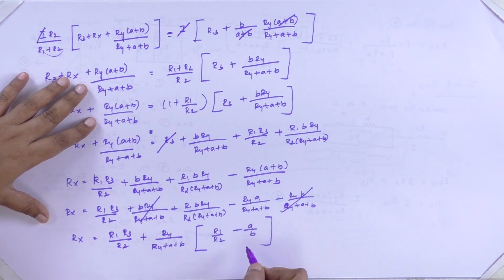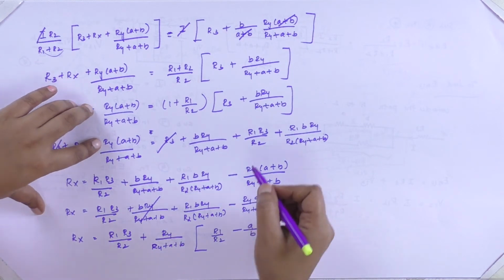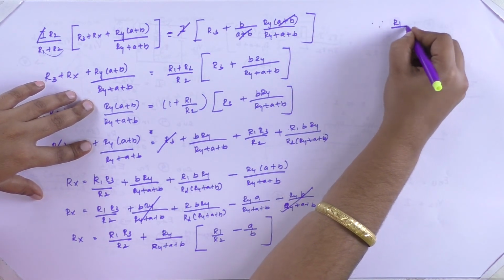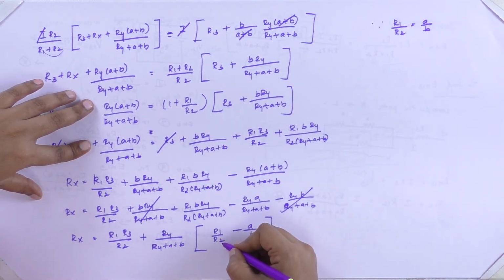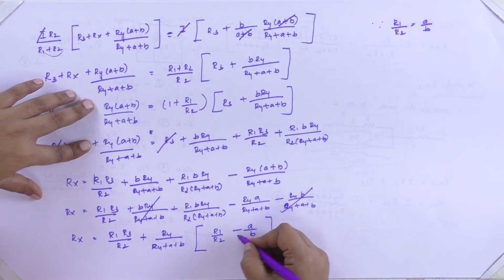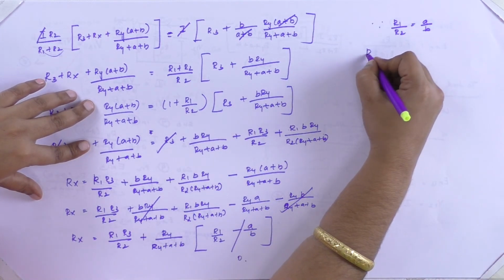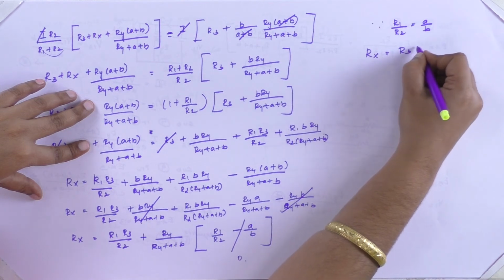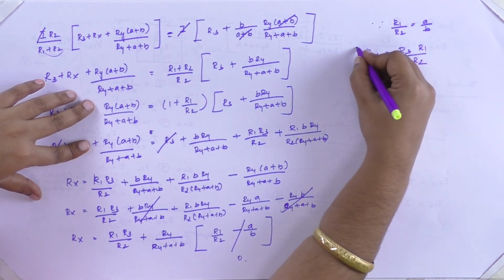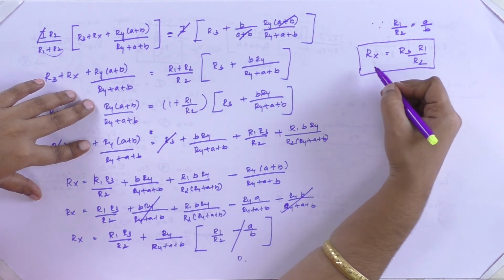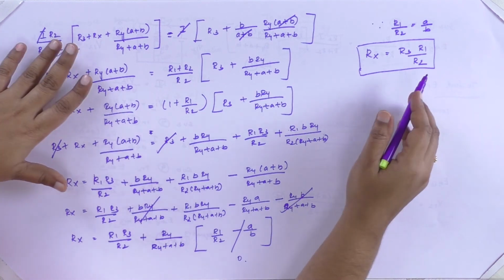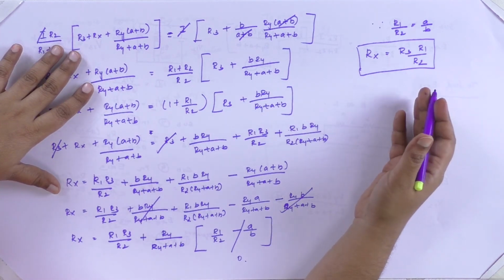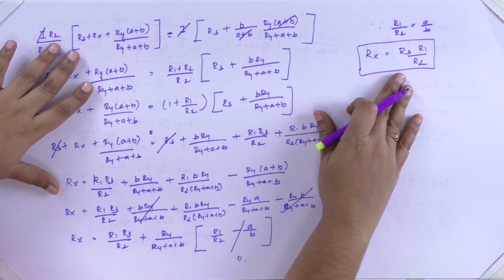So the first condition in the Kelvin double bridge is that the two sets of ratio arms values must be equal. In the Wheatstone bridge we know that the ratio of R1 and R2 is equal to A by B. So R1 by R2 minus A by B gives the value 0. So the value of Rx is equal to R3 into R1 by R2. This is the bridge balance condition for the Kelvin double bridge. This equation is nothing but the standard bridge balance condition for the Wheatstone bridge.